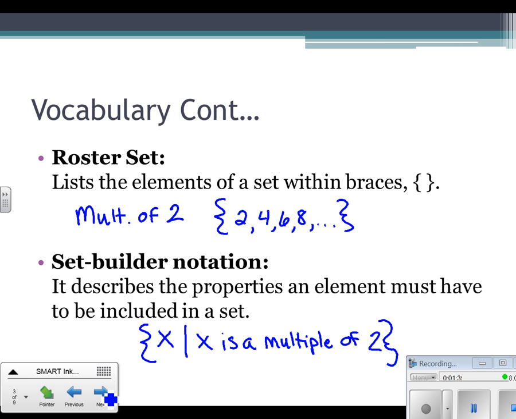So the difference here in set builder notation, you're specifically describing the elements, and so to read this in set builder notation, I would say the set of all real numbers X such that X is a multiple of 2. In roster set up here, it's just listing out what the numbers are, which are multiples of 2. In set builder notation, it's more of a description.